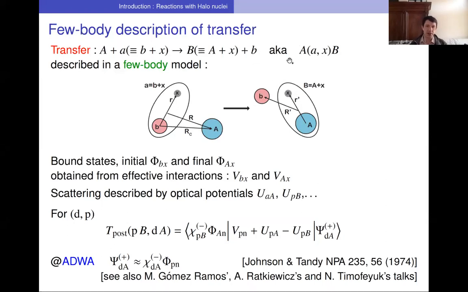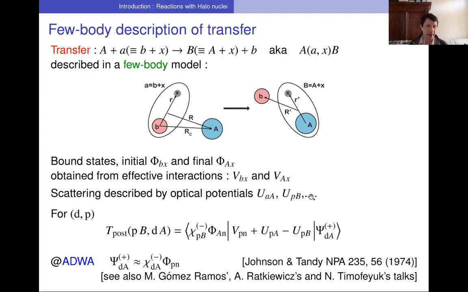In this model, you will assume that there is no structure in these nuclei, at least in the model that I will use today. So the incoming bound state and the final bound state are described in a single-particle Hamiltonian using effective interactions V_bX for the initial bound state and V_AX for the final bound state. And the scatterings are described using optical potentials, either in the incoming channel or in the outgoing channel where the small b flies off from the big B, so this two-body system.